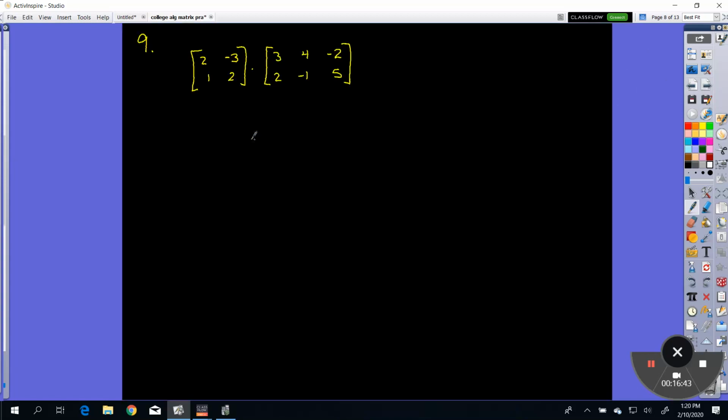Number 9, you're supposed to multiply it out by hand. This is a 2 by 2. This is a 2 by 3. In order to multiply, these two have to be the same. If they're not the same, it will not work. And then these two are the size of my new one. So it's going to be 2 rows by 3 columns.